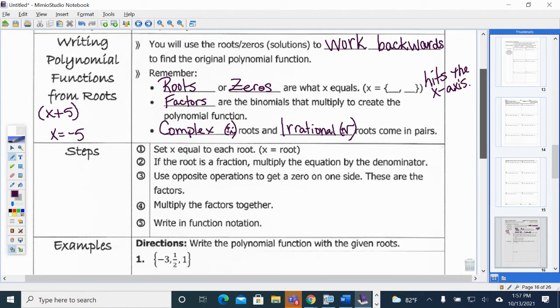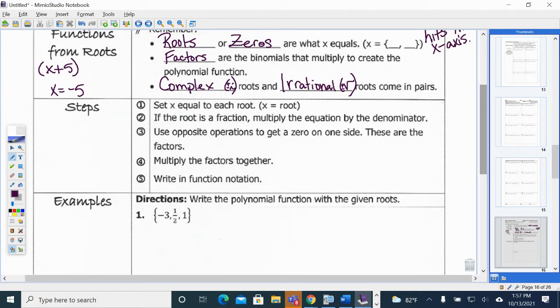So let's talk about how to work backwards, how to write a polynomial function. Step number 1 says to set x equal to each root. Step number 2, if the root is a fraction, make sure that you multiply the equation by the denominator. Then in step 3, we're going to use opposite operations to get a 0 on one side, and these are your factors. So we go from the roots to the factors by getting a 0. Multiply the factors together, and then write in function notation.